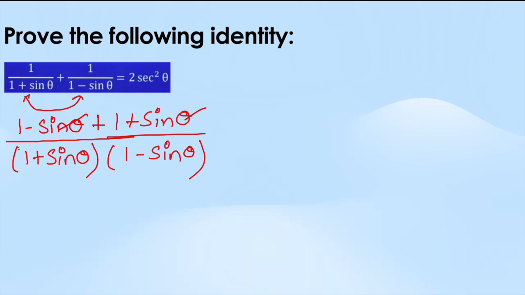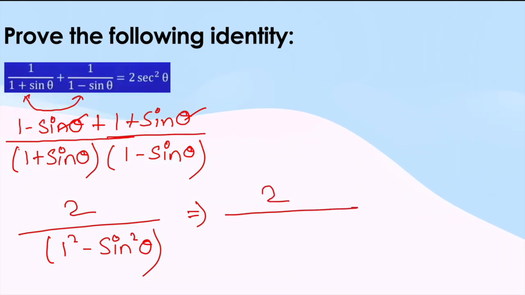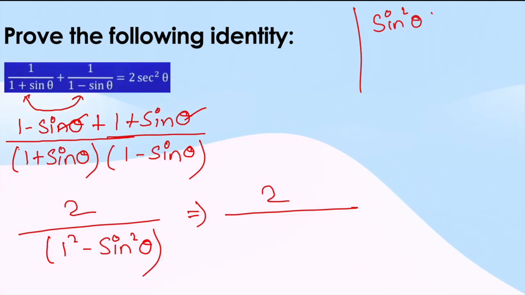So they will form 2 by, again the same identity, a plus b and a minus b: 1 plus sine theta and 1 minus sine theta, which equals 1 square minus sine square theta. Let's solve this. It will be 2 by 1 minus sine square theta, how much is that? Again the same one. Sine square theta plus cos square theta is 1.